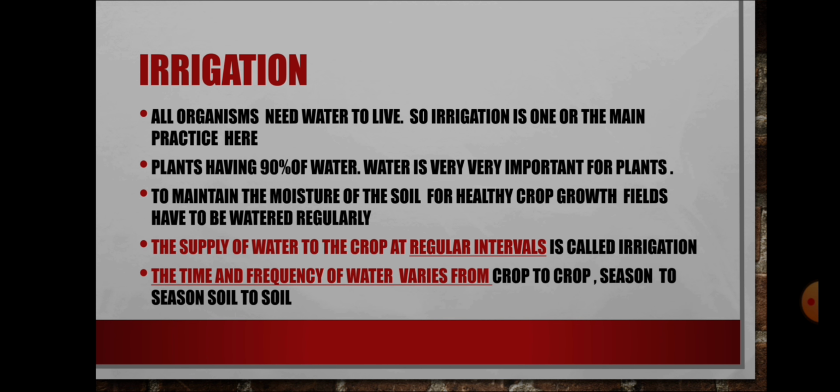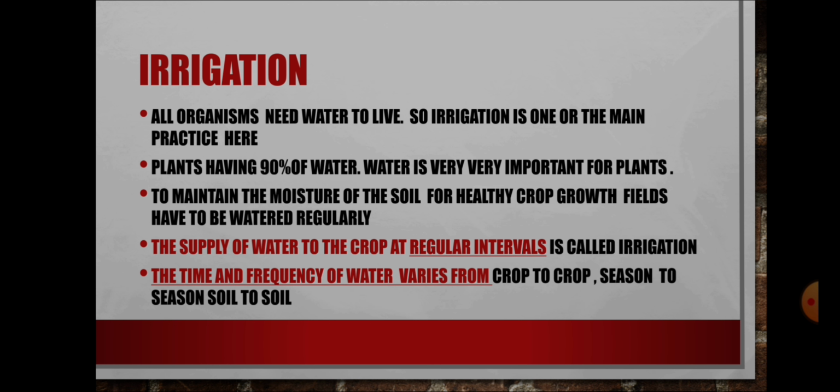Irrigation. All organisms need water to live. Plants need more water. Like ourselves and animals, they do not live without water. If we don't pour water on the plant, the next day it will become dry and seem dull. So plants do not live without water. The plant body itself contains 90% water.